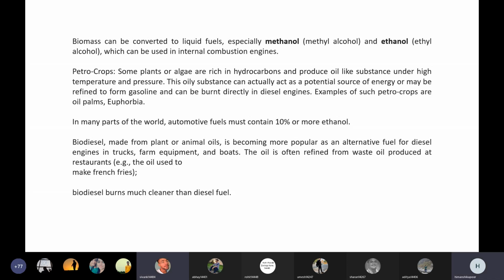Okay. So yes, you are correct that some plants, when they are exposed to high temperature and pressure, produce oil. So they produce an oil-like substance, and these oils are rich in hydrocarbons. And you can easily use these oils as fuel. So biodiesel, biomethanol, bioethanol are produced a lot from these petrocrops. So these plants are known as the petrocrops, and you have oil palms, you have euphorbia, so all these are being used as petrocrops. There is also another plant which is known as jatropha. A lot of biodiesel is being extracted from that plant.